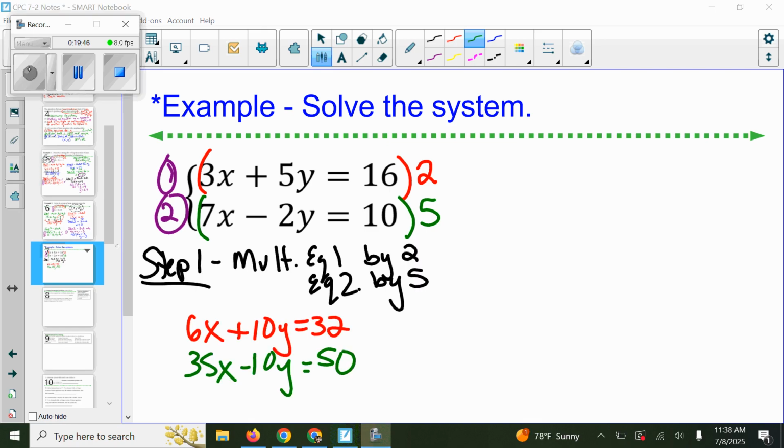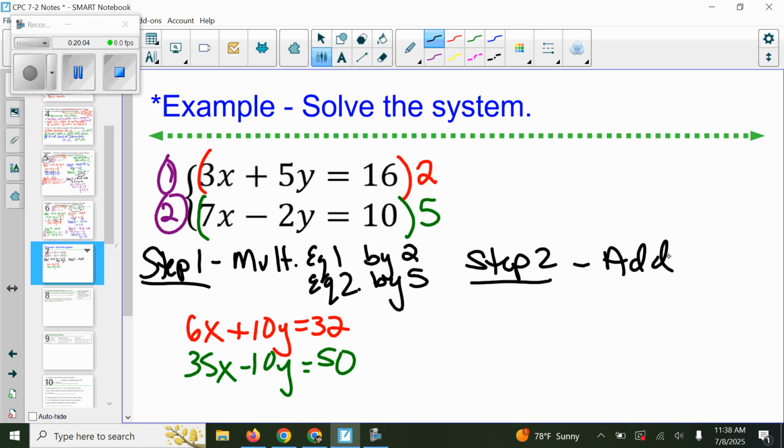All right, so once you've multiplied the first equation by 2 and the second equation by 5, what you'll notice is your y's are opposite. So we can go ahead into our step number 2, which is add. So we've made opposites, so now we can add those two equations together to replace that original system.